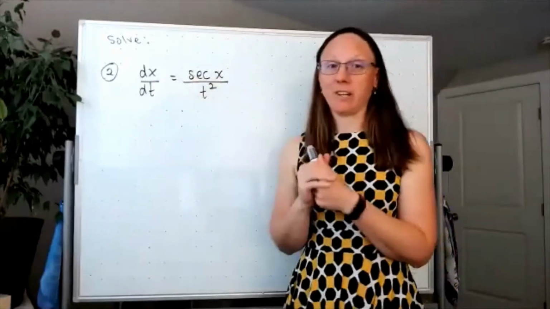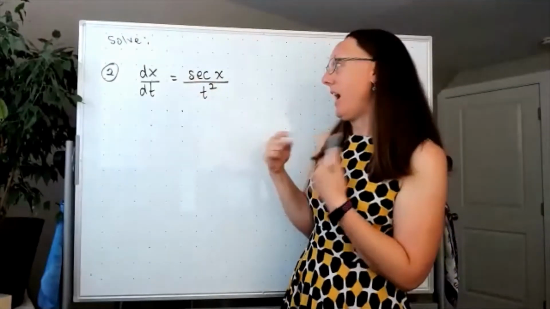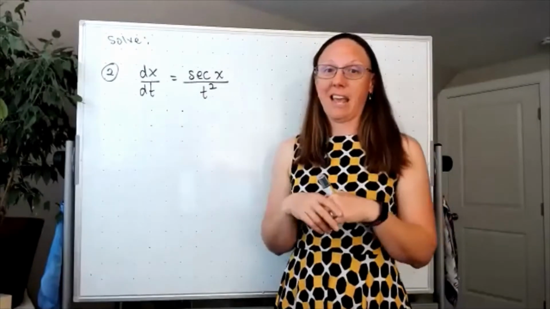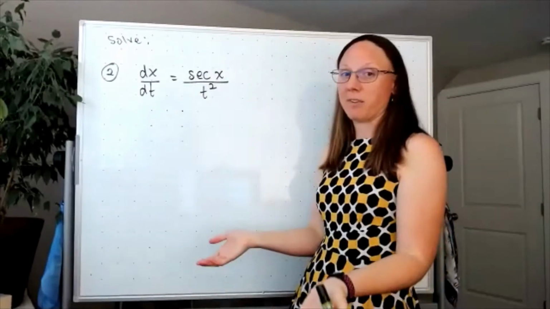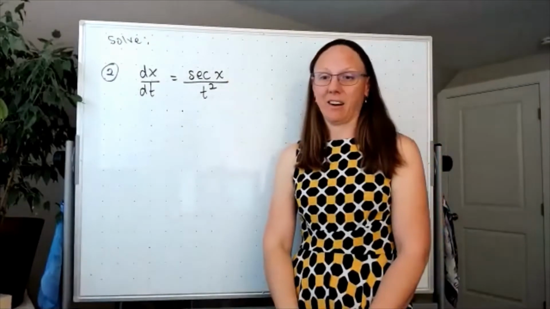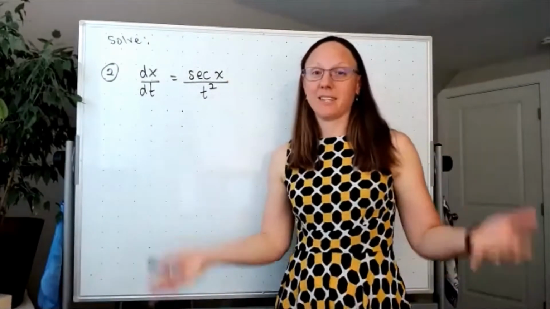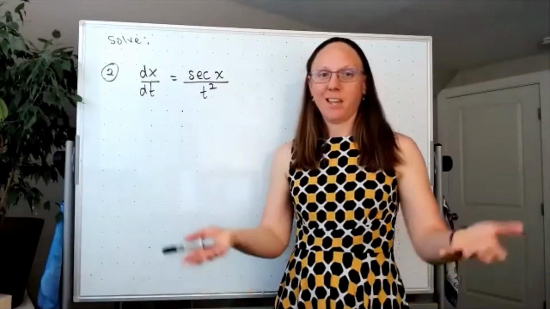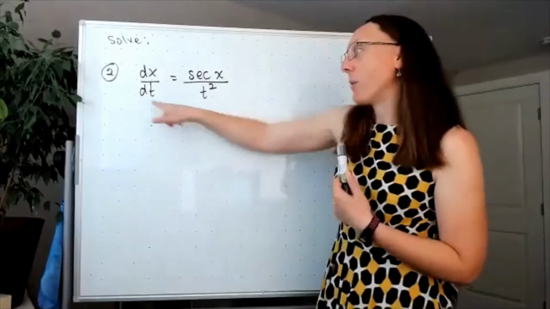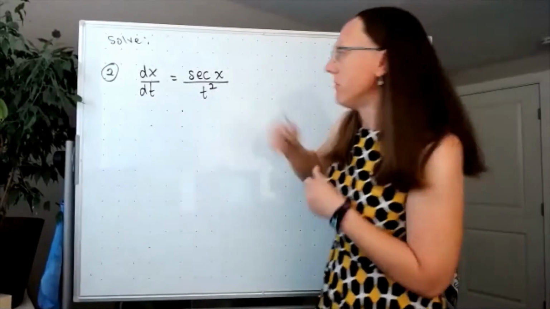Okay, so I'm walking up to this differential equation. It is non-autonomous, and it's not a pure time differential because I've got both x's and t's in here. So I'm hoping that it's separable, which it is. To show that it's separable and to separate those variables, I'm going to start by multiplying both sides by dt.